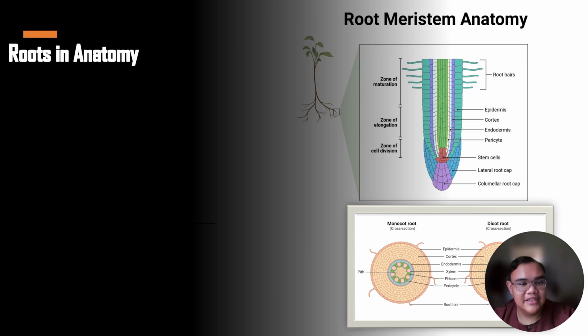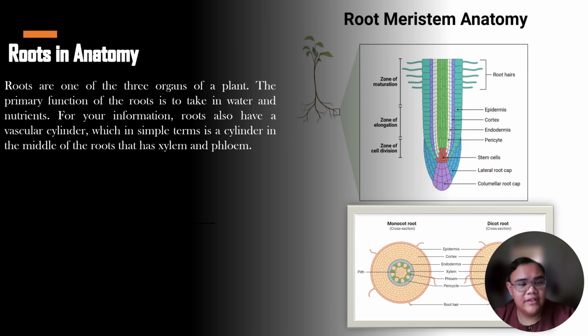Firstly, roots in anatomy. Roots are one of the three organs of plant. The primary function of the roots is to take in water and nutrients. So we know roots is one of the most important parts of the plant. Without roots, the plant will not be able to stand itself and will not withstand high winds. Not only that, roots also store food and nutrition which is important for plants.